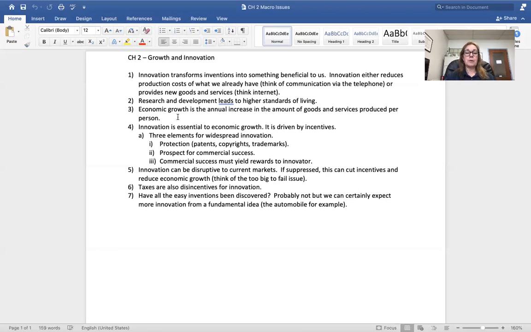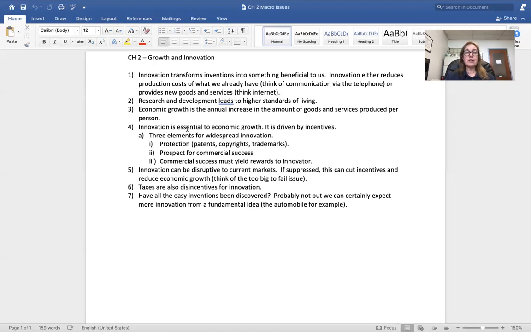The next point in the chapter is how economic growth is measured. Well, it's measured by GDP, gross domestic product. That's a later chapter, but for now, when you think about the annual amount of goods and services produced per person, that's economic growth. That's basically the definition of economic growth: the annual amount of goods and services produced per person, which is the gross domestic product, GDP.